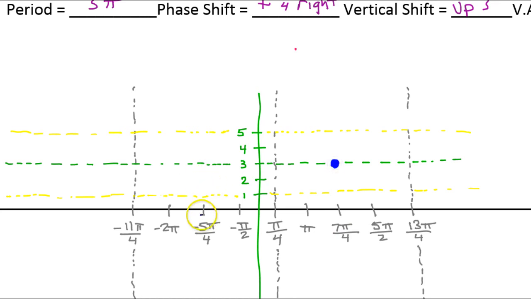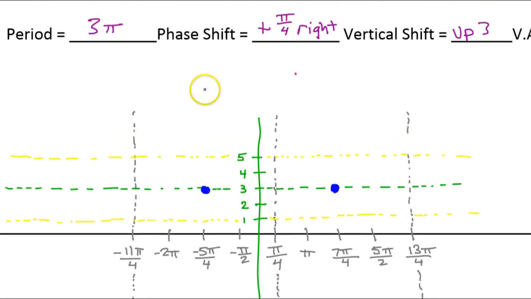Same thing on the left side. The middle of my period is here at -5 pi over 4. Ignore the y-axis. There's my vertical asymptote. There's another vertical asymptote. This is right in the middle, so there should be a point right here. So these 2 points I'm going to use to guide my graph. Now be careful.